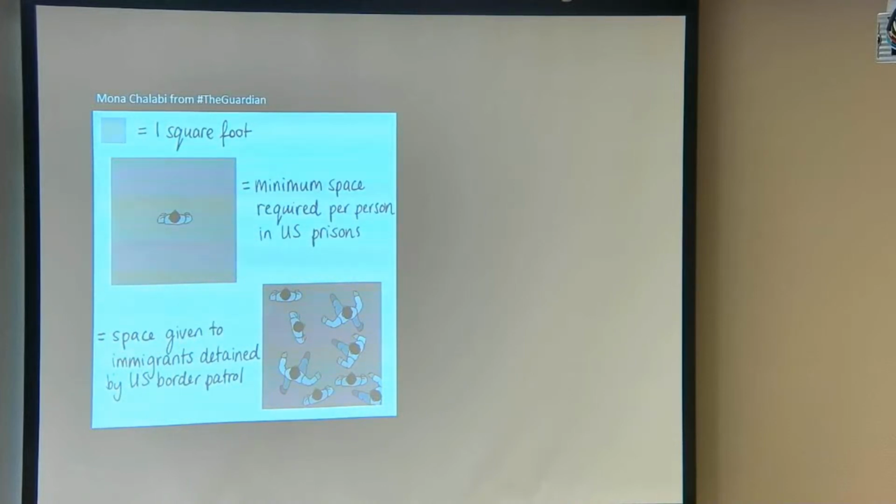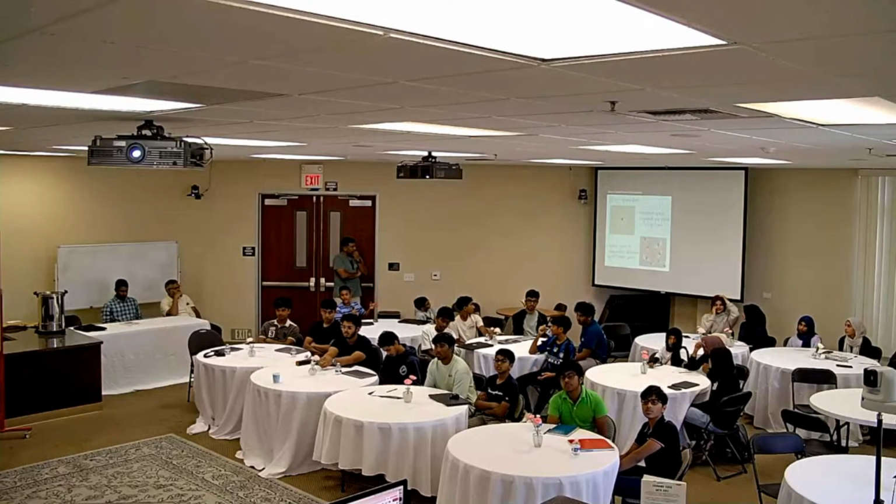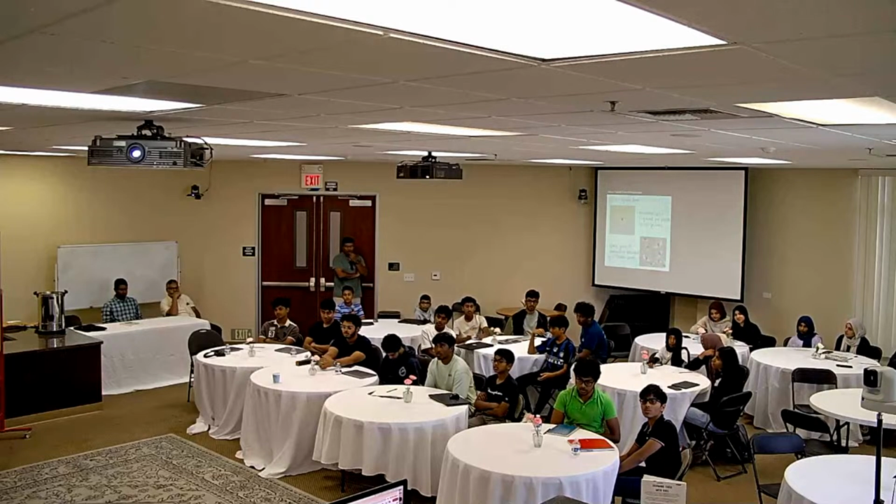Basically, it says 1 square foot is how much space required per person in a U.S. prison for the first picture, and then it shows that a guy in a U.S. prison gets way more space than the people that are detained by U.S. Border Patrol. Okay. So what is the story over here? What is the point you're trying to make?